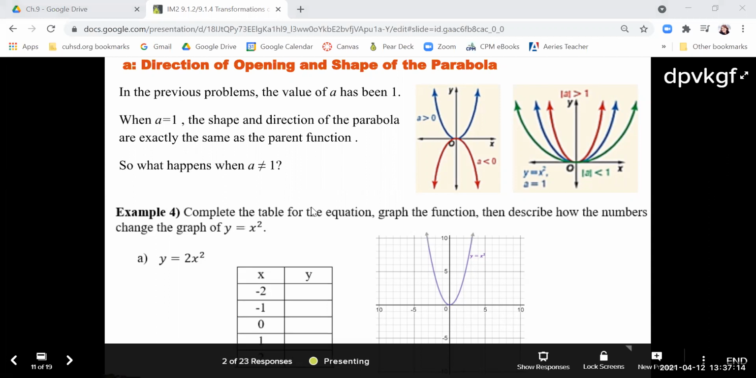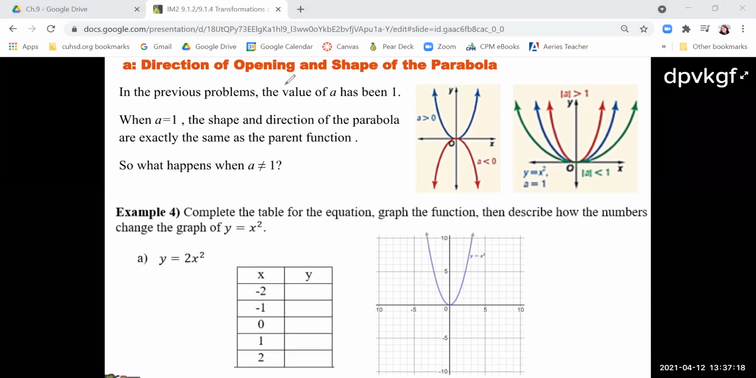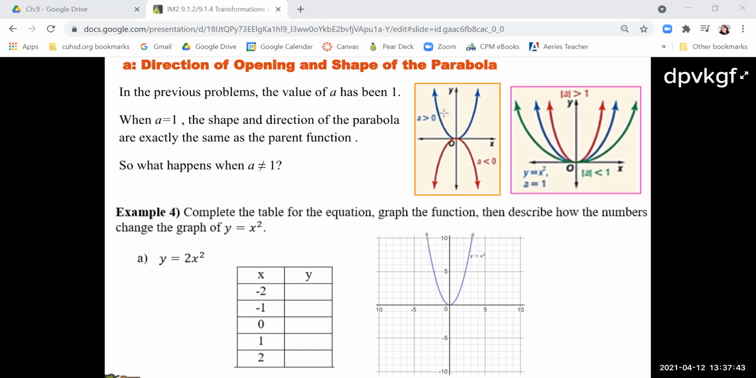So a couple of things I want to point out in these diagrams here. In this first diagram right here, what we have is the scenario when A is negative. Do you see how the graph on the top in blue, A is greater than 0? That's when A is positive. It's upward. But when A is negative, it reflects downward.